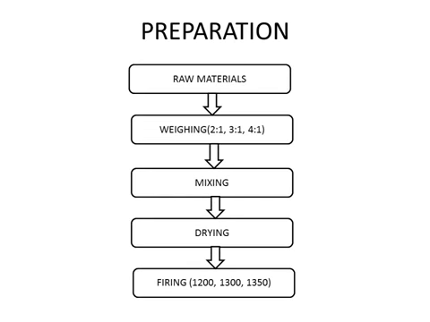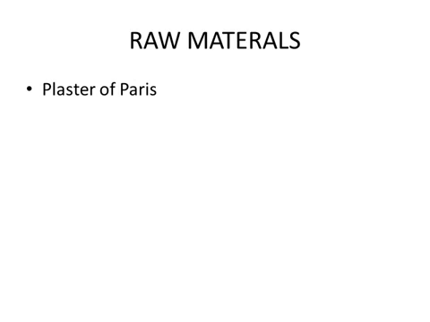Preparation. The raw materials, that is the plaster of Paris and quartz, are taken in ratios 2:1, 3:1 and 4:1. They are mixed, dried and then fired at 3 different temperatures, that is 1200 degrees Celsius, 1300 degrees Celsius and 1350 degrees Celsius. The raw materials are plaster of Paris and quartz. The plaster of Paris molds are crushed well and milled in a planetary mill so that we obtain a particle size of 200 mesh. The quartz particles used are of a size of 230 mesh.